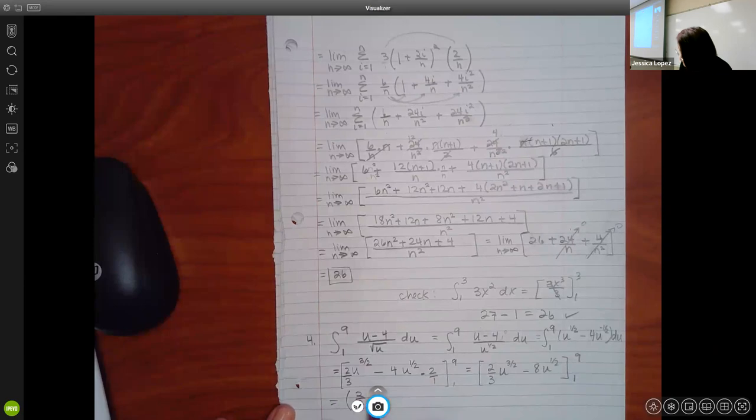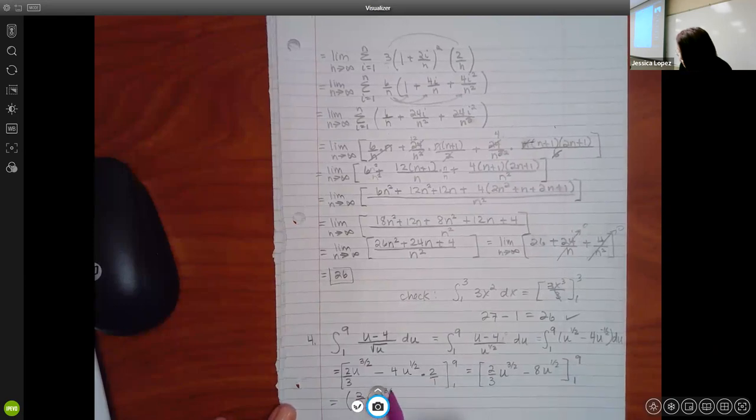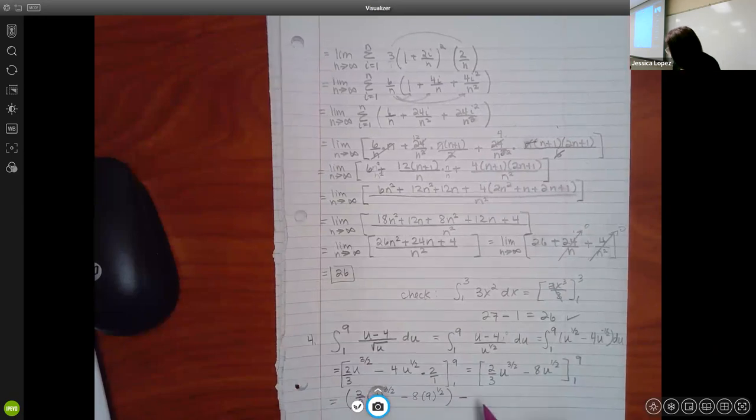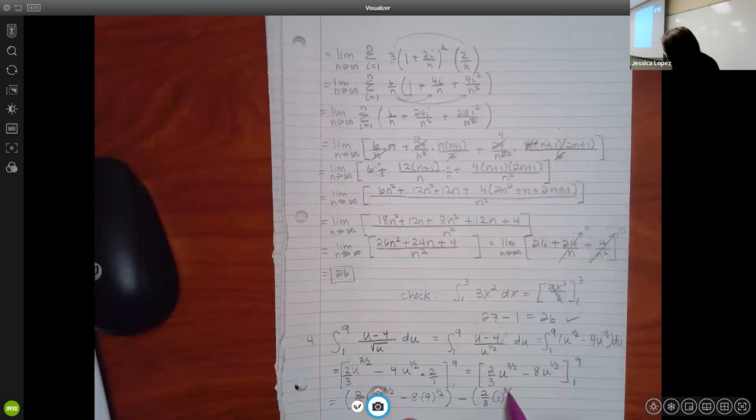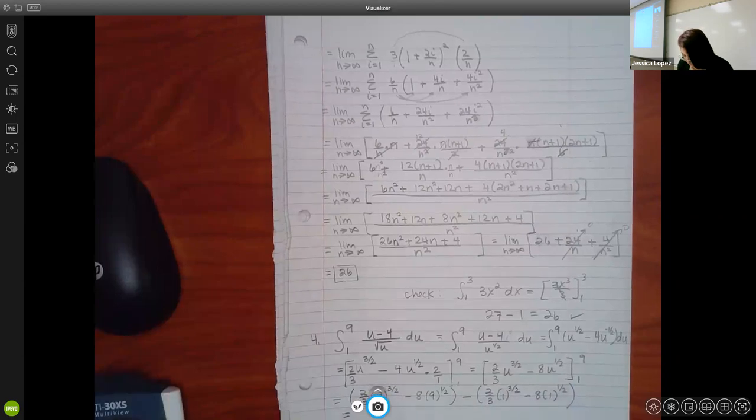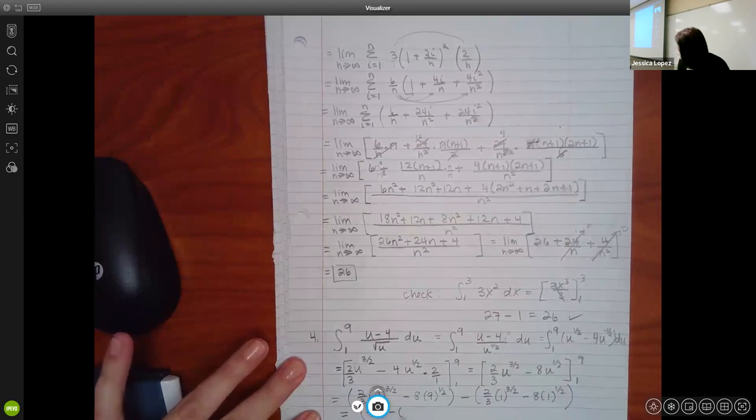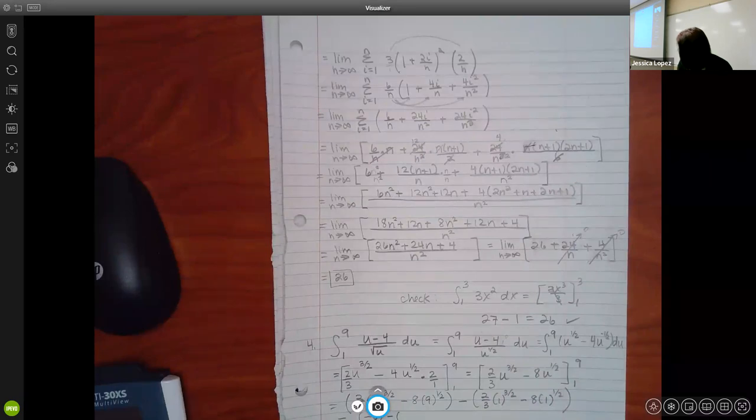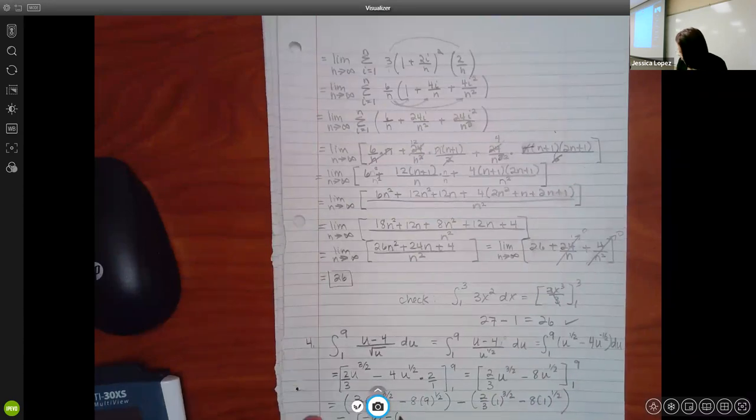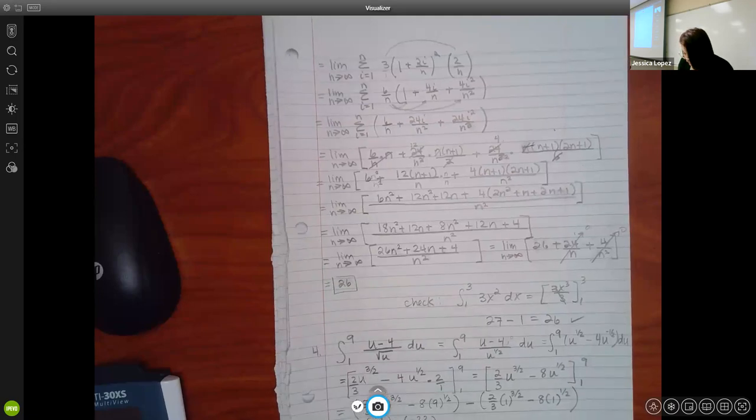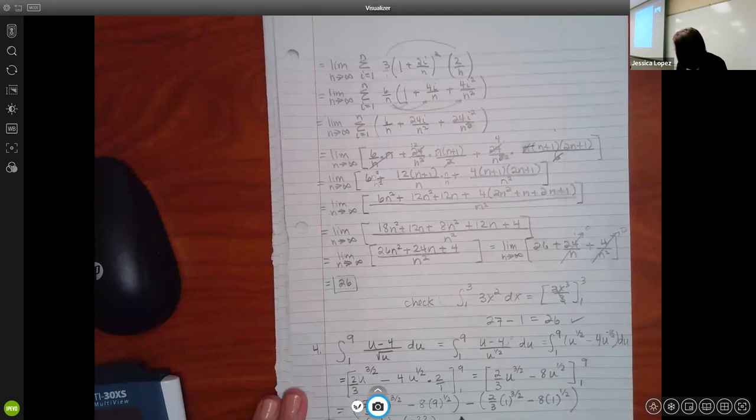I'm going to write this. This is the application of the fundamental theorem of calculus, right? You have to write this step. But then once you write it, you can just use your calculator. I'm plugging in 9, and then I'm plugging in 1. So let's see, 2/3 parentheses, 9 raised to the 3/2 minus 8 times 9 raised to the 1/2. And here I get negative 6. And there I'm probably going to get just 2/3 minus 8, right? And then overall, I end up with.